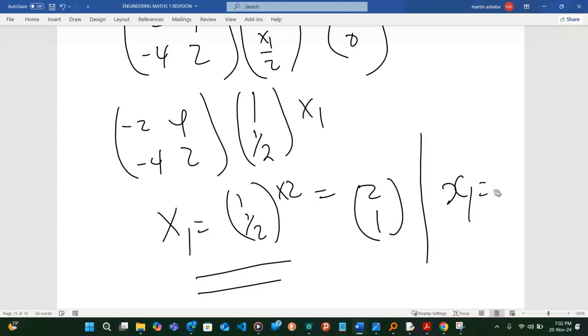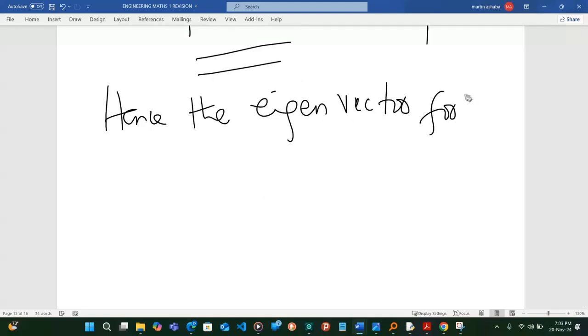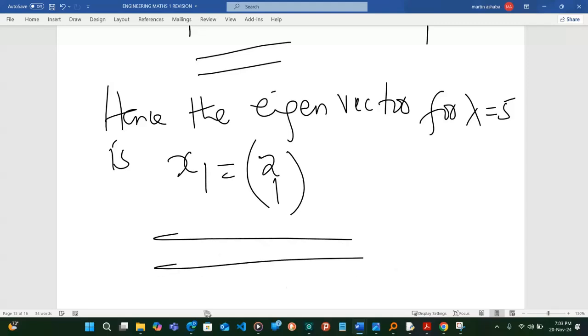So x1 will be 2, 1, meaning the eigenvector for lambda equal to 5 is 2, 1. And that is the conclusion that we can make.